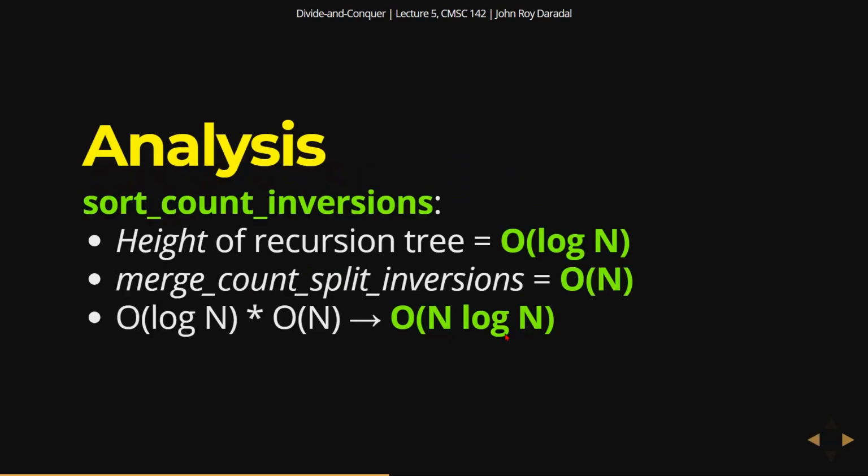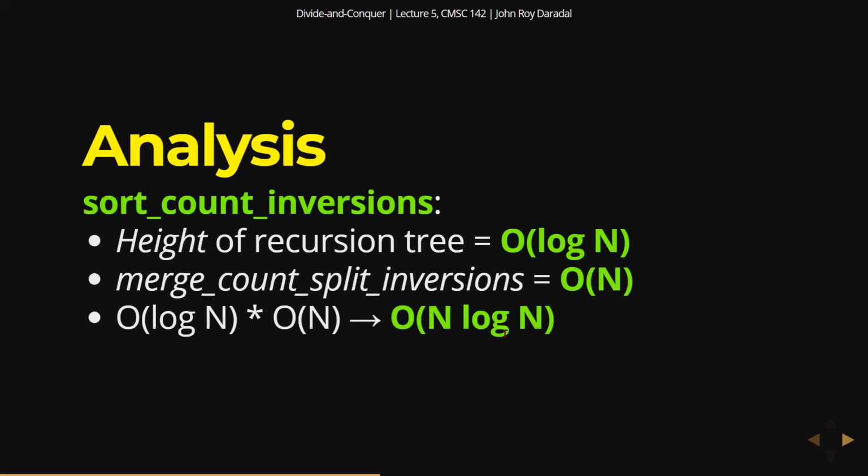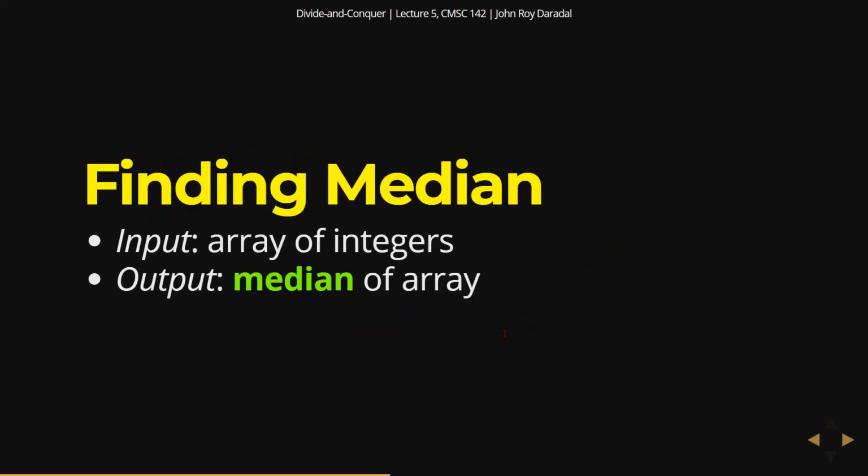Okay, so that's it for counting inversions. We just piggyback on merge sort, and then while doing the merging, we'll uncover the split inversions naturally. Okay, next we will go to the next problem, which is finding the median.